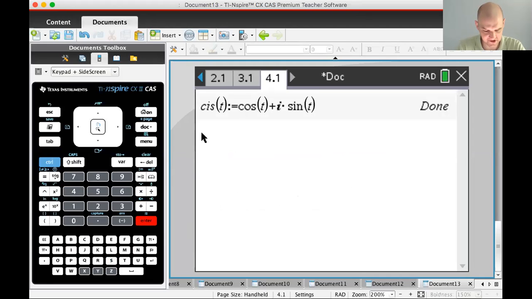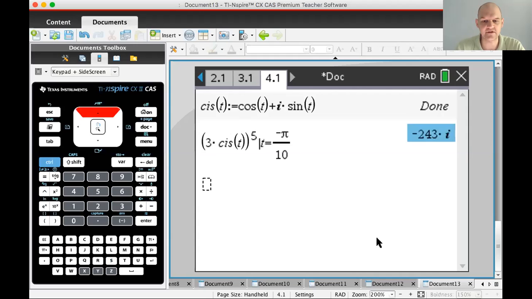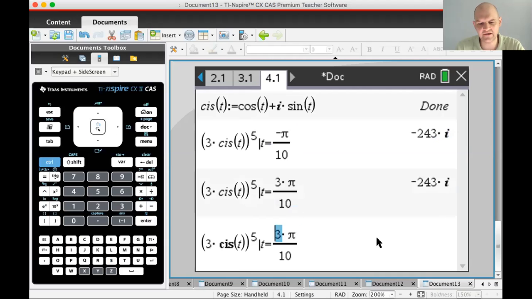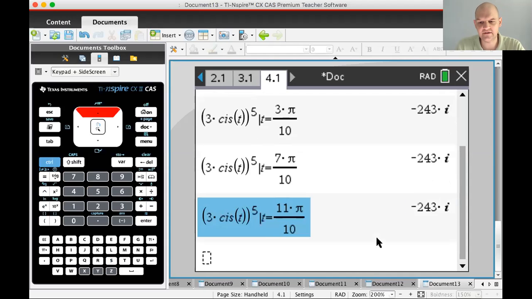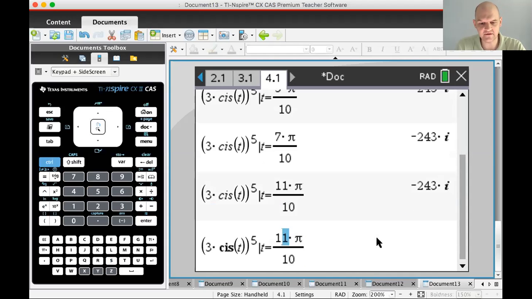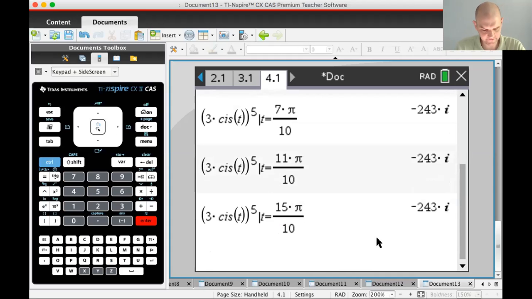So I want to check my answers. I'm going to raise each of them to the 5th power: 3 cis of t, to the 5th, and then I'll feed it t, where t is negative pi over 10. It should give me negative 243i, hopefully. It does. And then the next one is 3 pi over 10. If you get 2 of them right, you usually get them all right, because now you're just adding 4 to the numerator every time. So this is a pretty good way of checking. I mean, it worked. There's another thing we can do that I'll return to after we do the next problem in the notes, because it's really related to that.